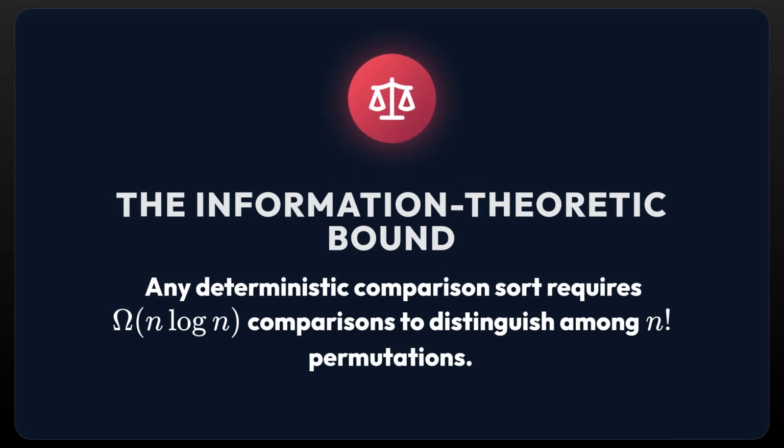In a comparison model, every decision is binary. Is A greater than B? To sort n elements, you need to identify one specific permutation out of n factorial possibilities. Mathematically, this decision tree requires a height of at least n log n. This is an insurmountable wall for comparison sorts. To go faster, we must change the rules of the game.